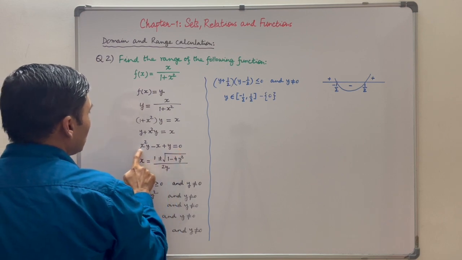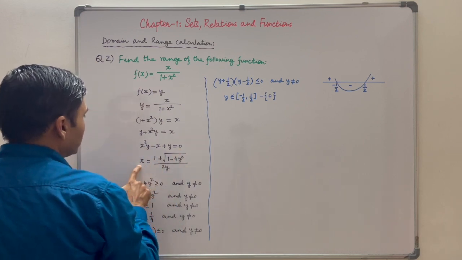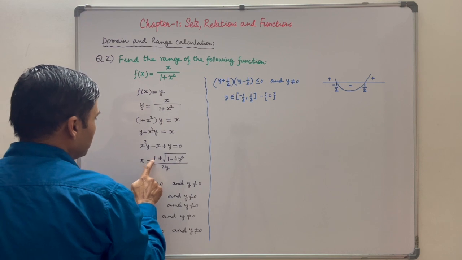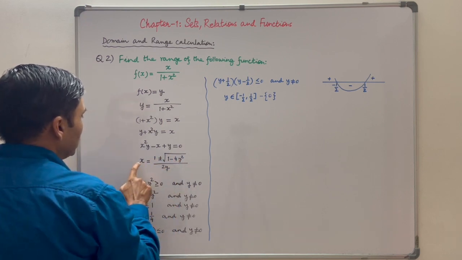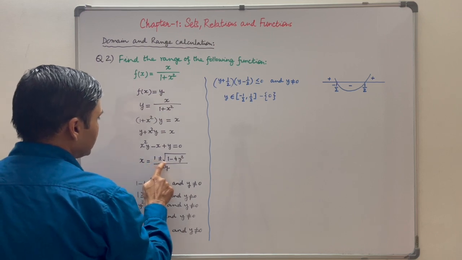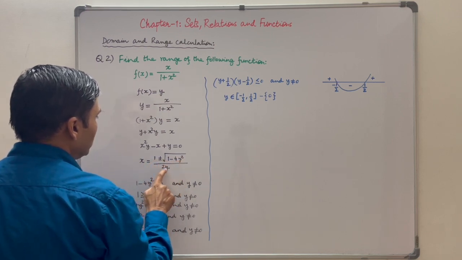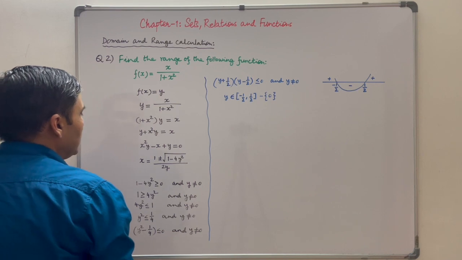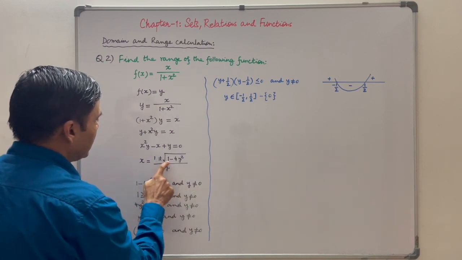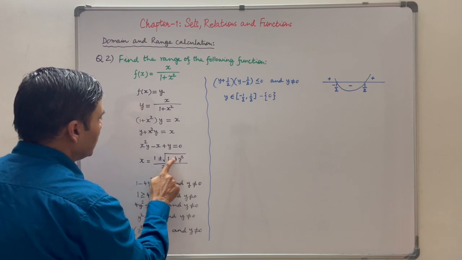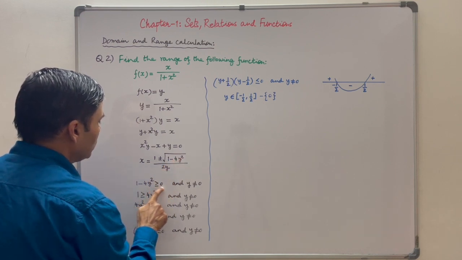So it is quadratic in x. We can solve this by x equal to minus b plus minus under root b square minus 4ac upon 2a. So it will be x equal to 1 plus minus under root 1 minus 4y square upon 2y. Now there will be two conditions. y cannot be equal to 0 and 1 minus 4y square will be greater than or equal to 0.